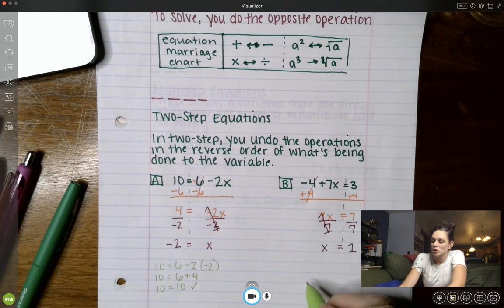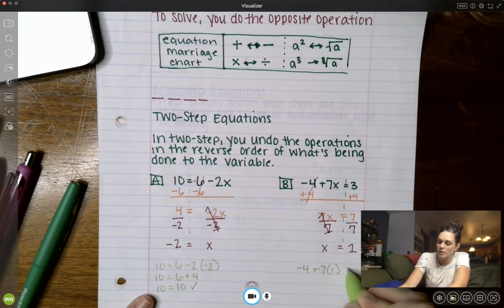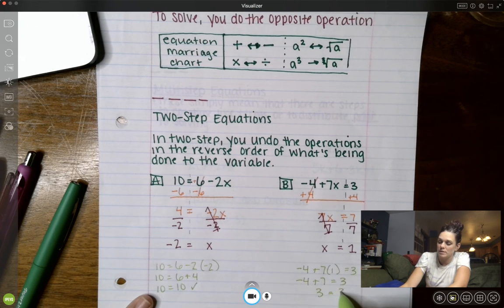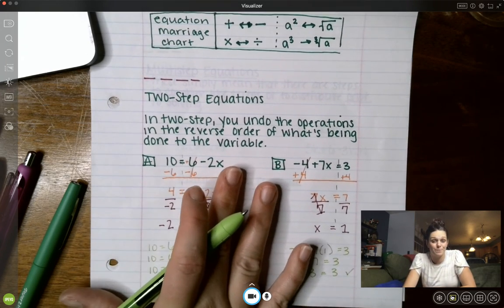Again, we can then check our work. -4 plus 7 times 1 equals 3. -4 plus 7 equals 3. 3 does in fact equal 3. Check. That is my answer.